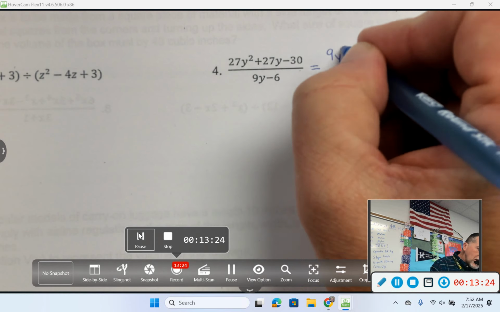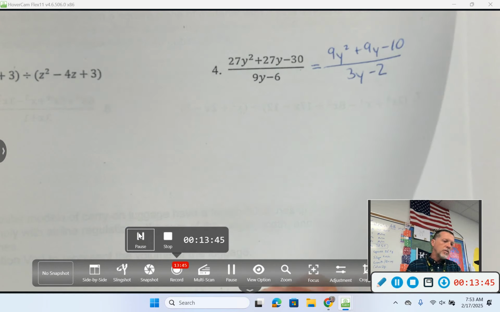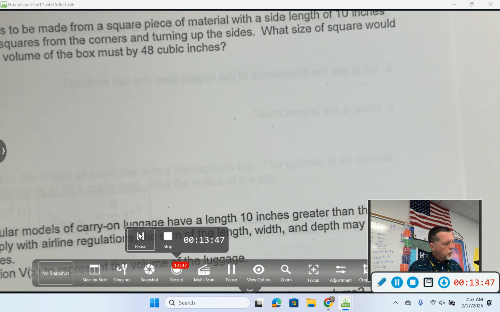That'll just make my long division a little bit easier. You wouldn't have to do that. You could do it the long way, or before you did that, and still get the same thing. This might make your long division a little easier. Okay, the rest are all similar to one of those.